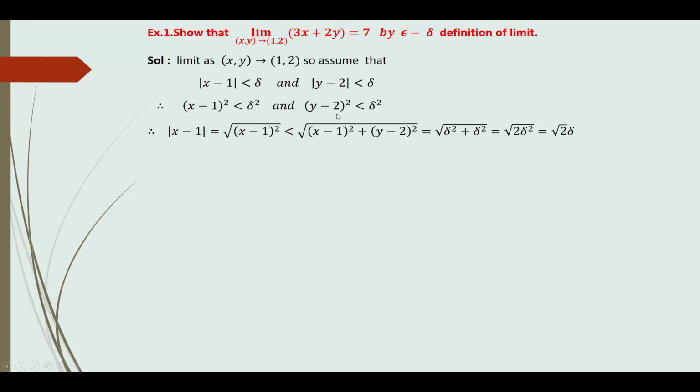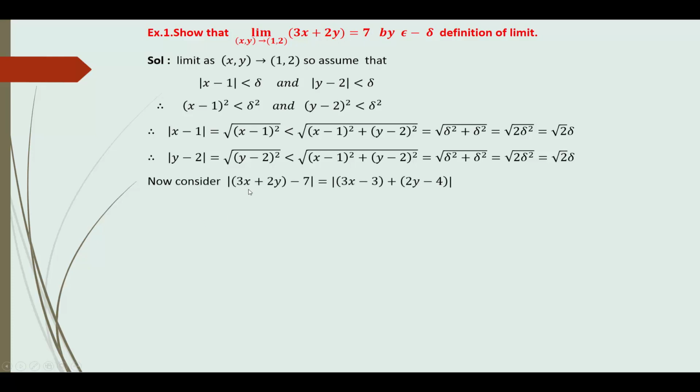Similarly, find mod of y minus 2. Mod of y minus 2 equals the square root of (y minus 2) squared, which is less than the square root of (x minus 1) squared plus (y minus 2) squared, equal to the square root of delta squared plus delta squared, which is root 2 times delta. So mod of x minus 1 is less than root 2 delta, mod of y minus 2 is less than root 2 delta, and therefore consider the difference 3x plus 2y minus 7.